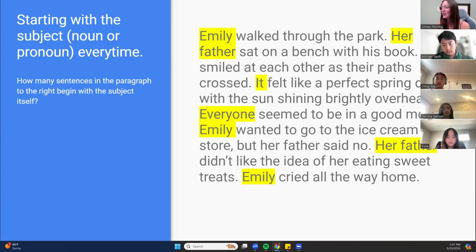Okay, then I wrote this last part. Emily wanted to go to the ice cream store, but her father said no. Her father didn't like the idea of her eating sweet treats. Emily cried all the way home. We all know an Emily just like this, don't we?